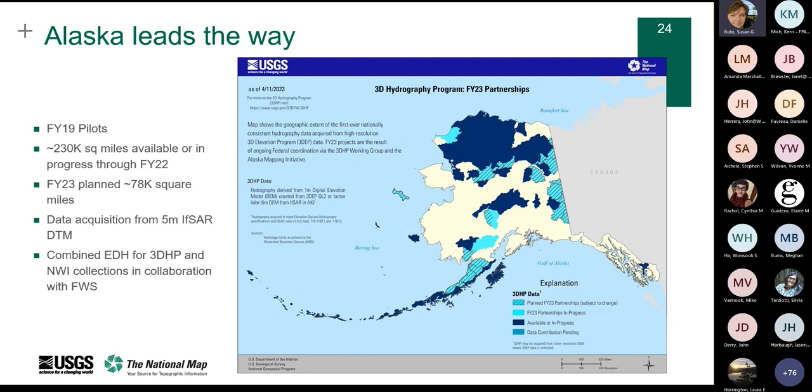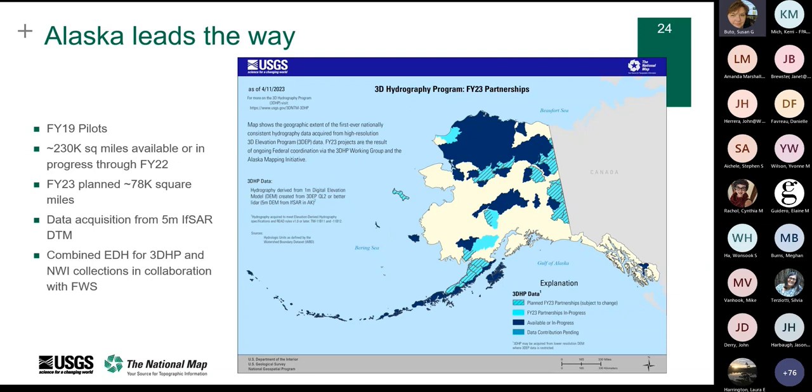I will note, we often say that the elevation derived hydrography for 3DHP is based on 1 meter 3DEP data. In Alaska, that is actually 5 meter based on the IFSAR digital terrain models, which were the standard for 3DEP for the baseline first generation of 3DEP.